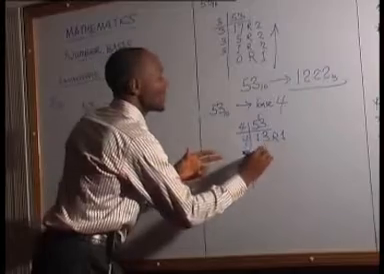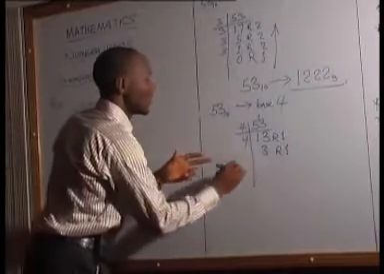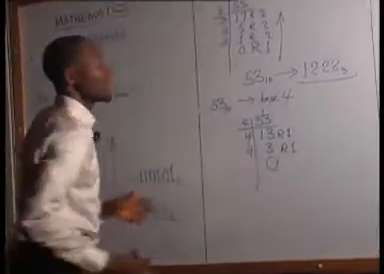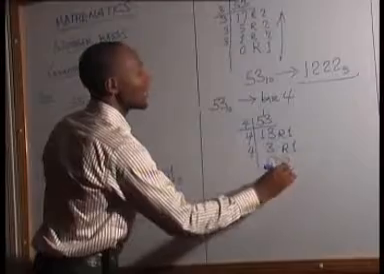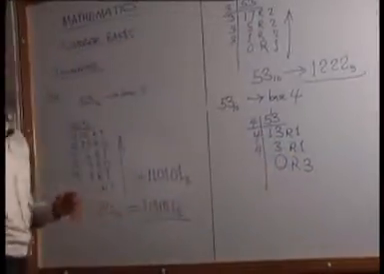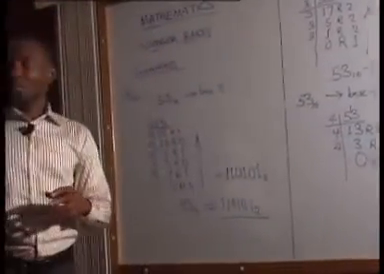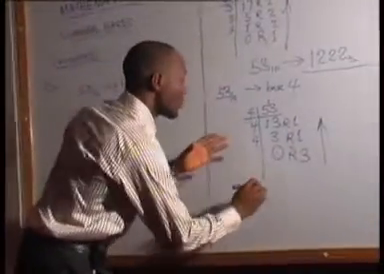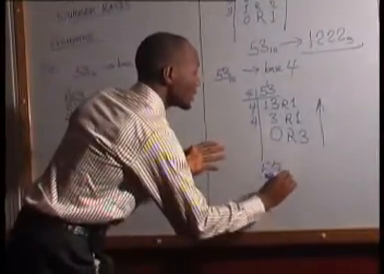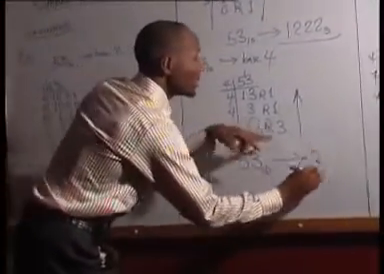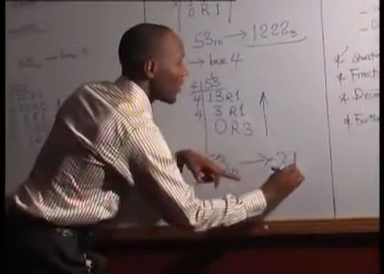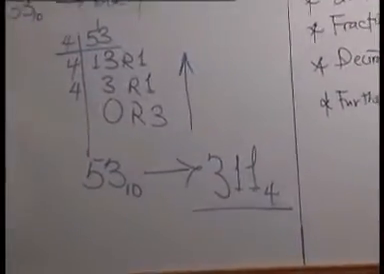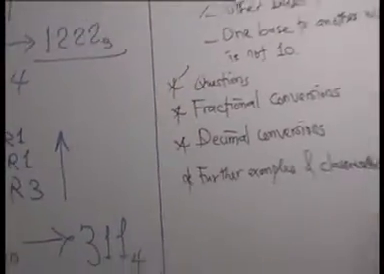4 in 13, you have 3. Remainder what? 1. 4 in 3, you cannot go. Write it there. Then you bring down this 3. You say remainder 3. Is anybody lost? No. So we'll go on. In other words, 53 base 10 is actually 3, you go up, 1, 1, base 4. So we'll move to how to change from other bases back to base 10.